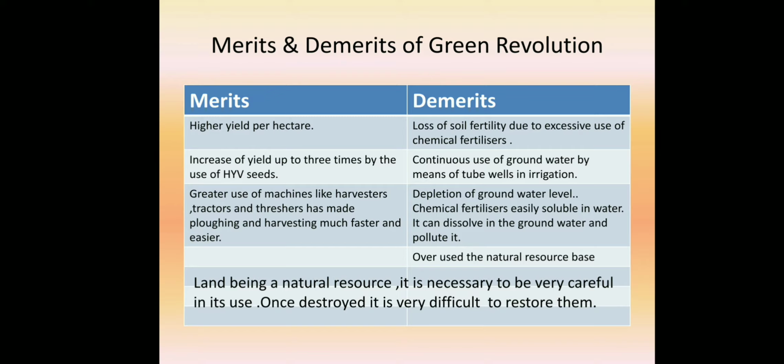Overused the natural resource base, that is overuse of fertilizers, in turn reduced the natural fertility of the soil. From these we can understand that land being a natural resource, it is necessary to be very careful in its use. Once destroyed, it is very difficult to restore them.